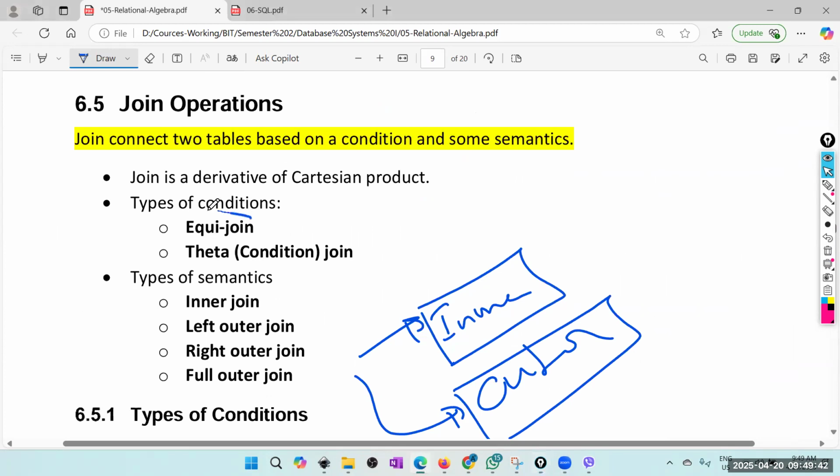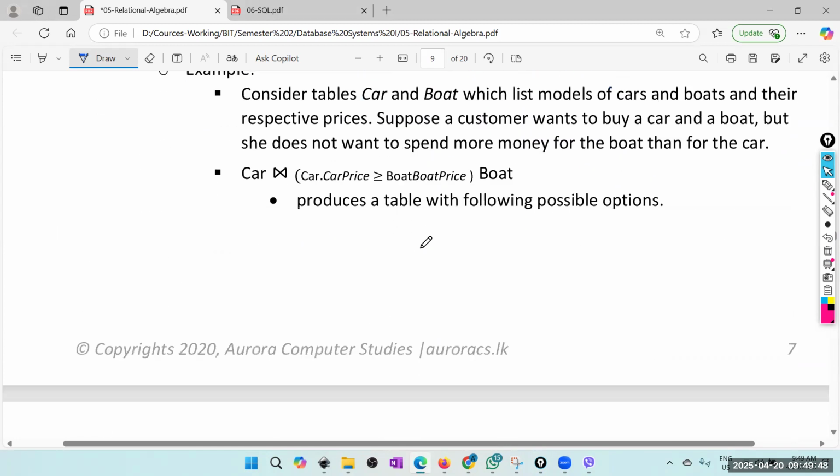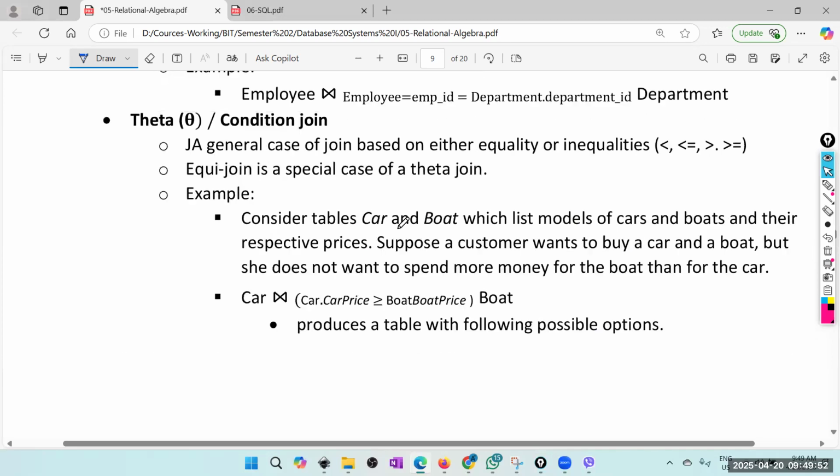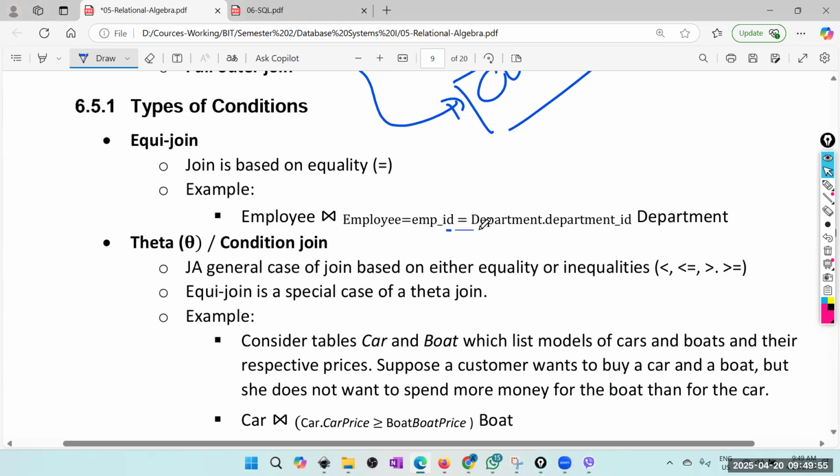I will now explain what is meant by equijoin and theta join. Equijoin means whatever you join, inner join or outer join, if the join is based on equality, like this table's employee department ID equal that table's department ID. This table's employee ID equal that table's employee ID.